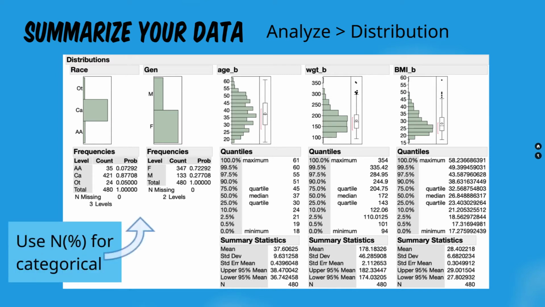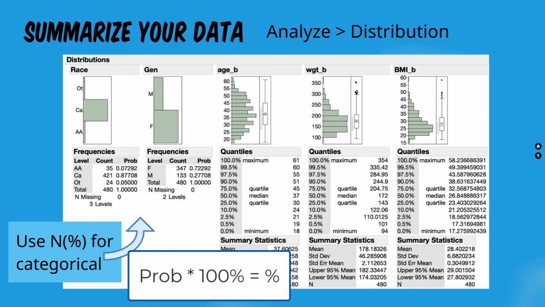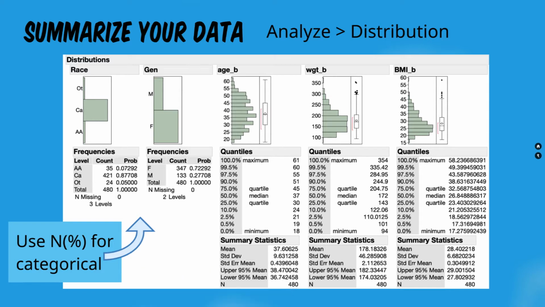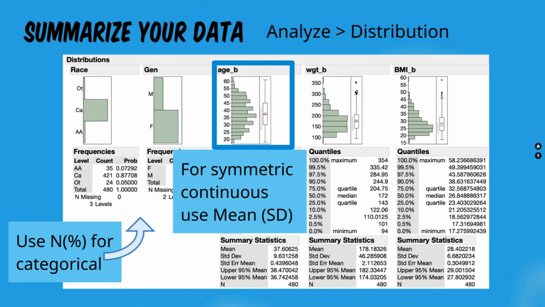For race and gender, you'd want to use N and percent because they are categorical variables. Remember, JMP gives you a probability, so JMP gives you a value from 0 to 1. You multiply that by 100 to get your percentage. For age, weight, and BMI, you must first look at the distribution. For age, it is rather symmetric, meaning that from the center point, you have roughly equal amounts of data to the left and to the right, and it forms a general mound shape or bell shape. In age's case, you want to use mean and standard deviation as it is rather symmetric.